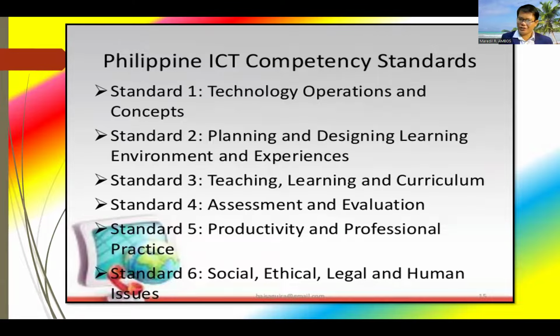Here, teachers understand the social, ethical, legal, and human issues surrounding the use of technology in support of student learning, who come from diverse backgrounds. We need to affirm diversity, promote safe and healthy use of technology resources, and facilitate access to technology resources for all our students.